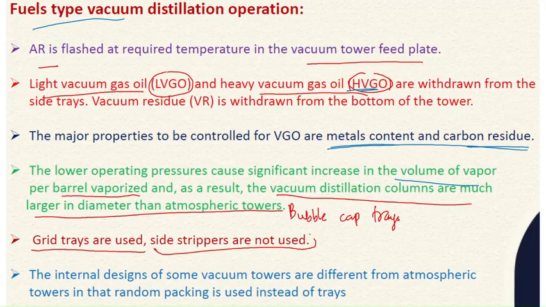Okay, if we are getting a diesel cut, it is to ensure that no amount of kerosene is present in the diesel cut. So that's why side strippers are used. But in vacuum distillation columns, we get one or two cuts only. Most of the time we get a single cut. There is no presence of two or more cuts. So that's why side strippers are mostly not used. They are used in some cases, but mostly they are not used.